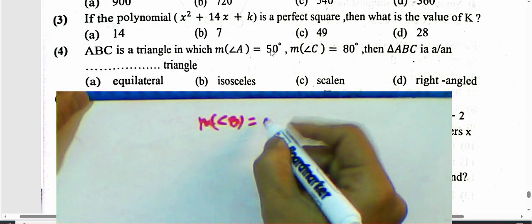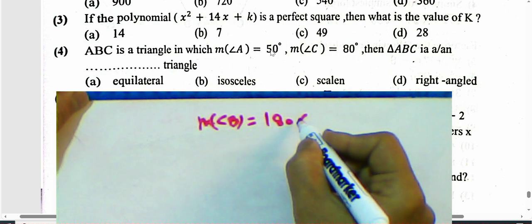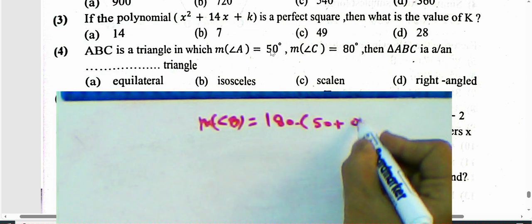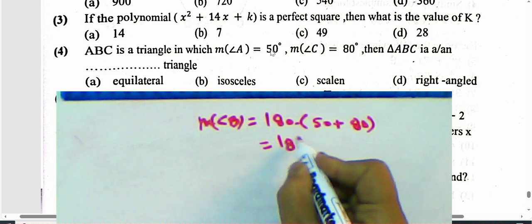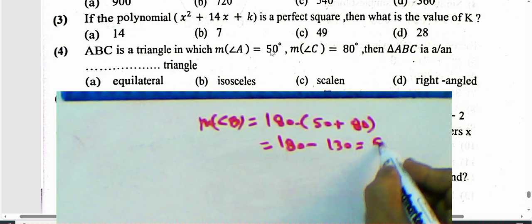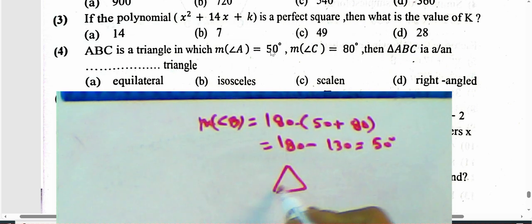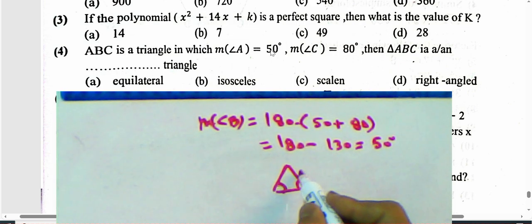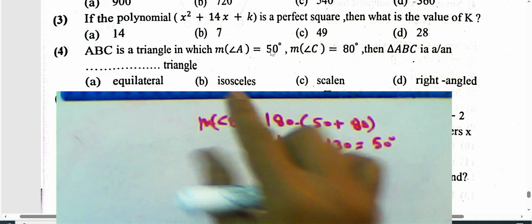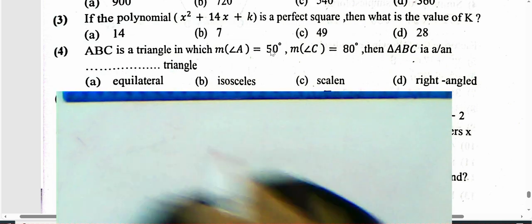Measure of angle B equals 180 subtract the sum of the two interior angles in the triangle, 50 plus 80. Right, 180 subtract the sum of 50 plus 80, which is 130, equals 50. Then we have two angles in the base equal in measure, 50 and 50. Then it will be an isosceles triangle because the measures of the two base angles are equal. They are congruent. If two base angles are congruent, this triangle will be isosceles. Choose letter B.